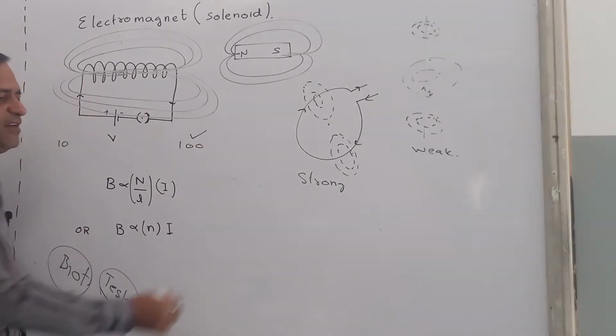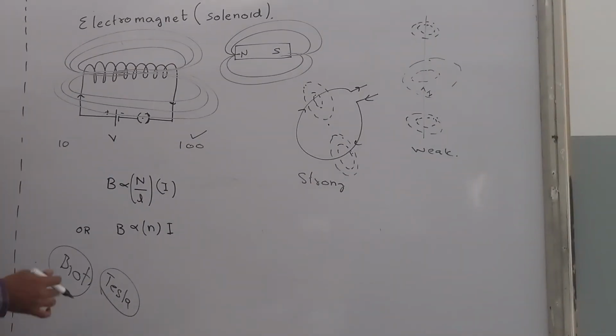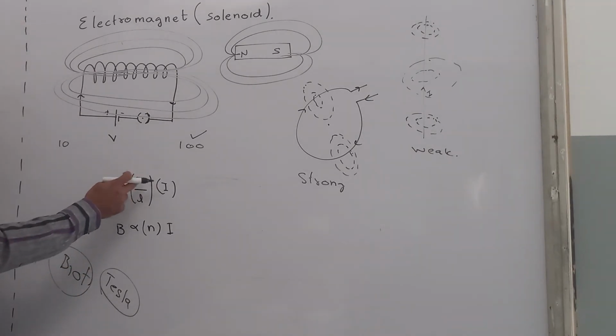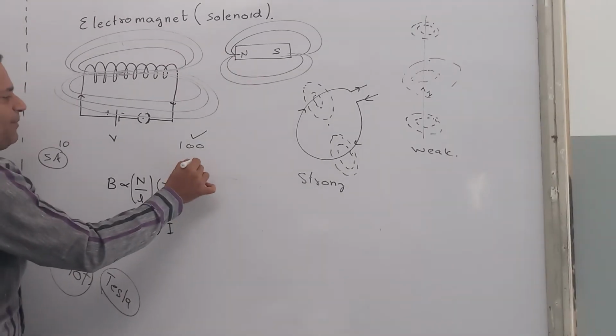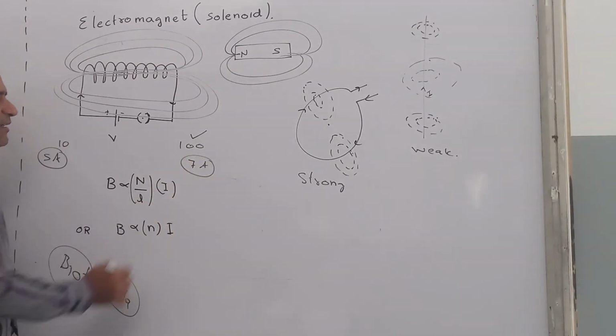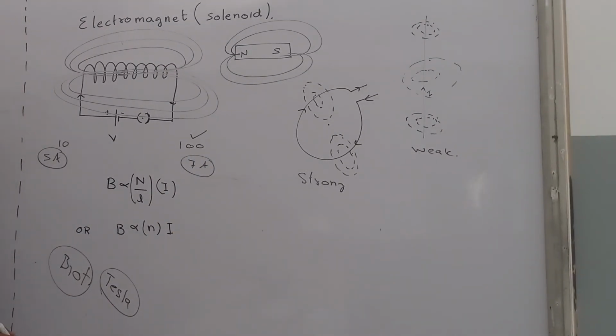This will have a stronger magnetic field because the number of turns is more, and magnetic field is directly related to the number of turns. Okay, in one of the solenoids, if I pass 5 ampere current, and in another solenoid I am passing 7 ampere current, then which magnetic field will be stronger?